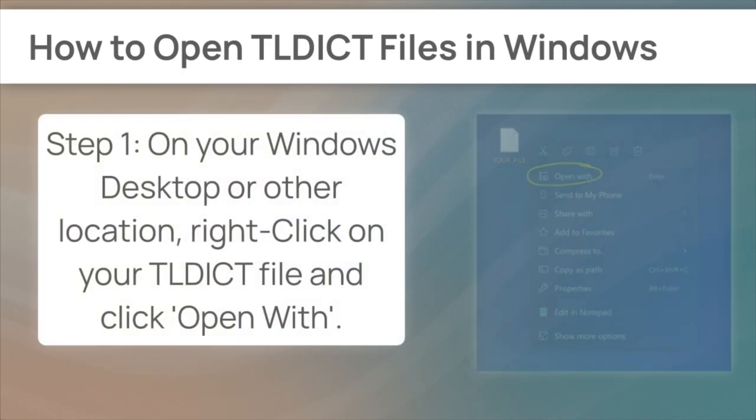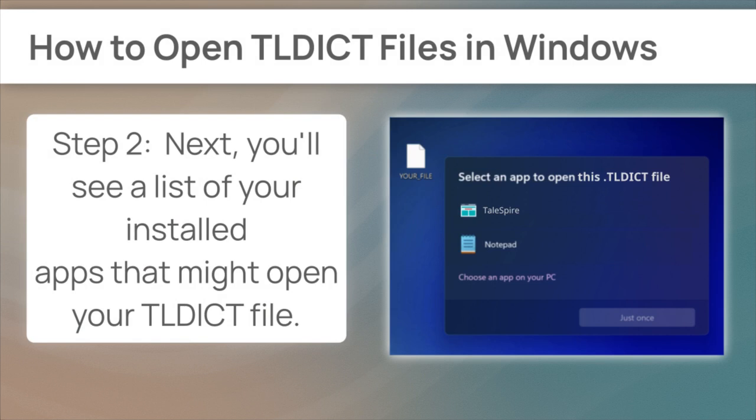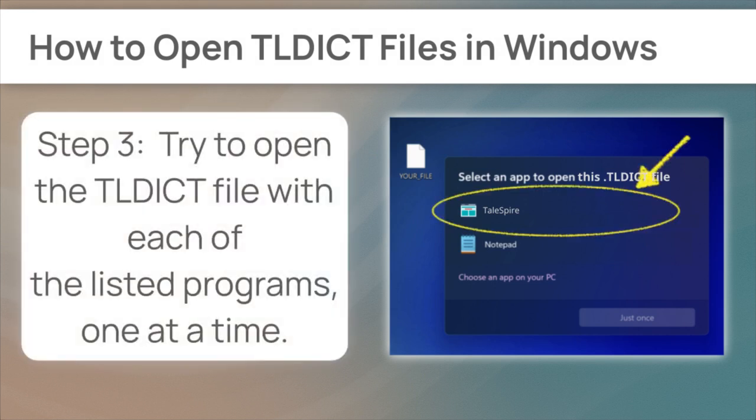Let's find the specific program that links to the file signature. Right-click the TLDICT file and hit Open With. Test TaleSpire if available. If not, choose a different app. That often leads to the solution.